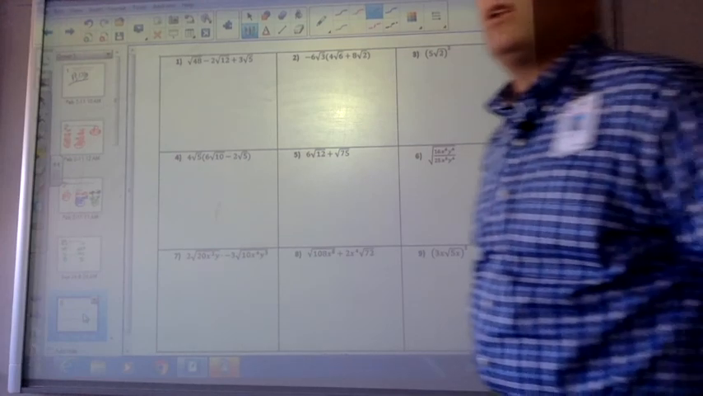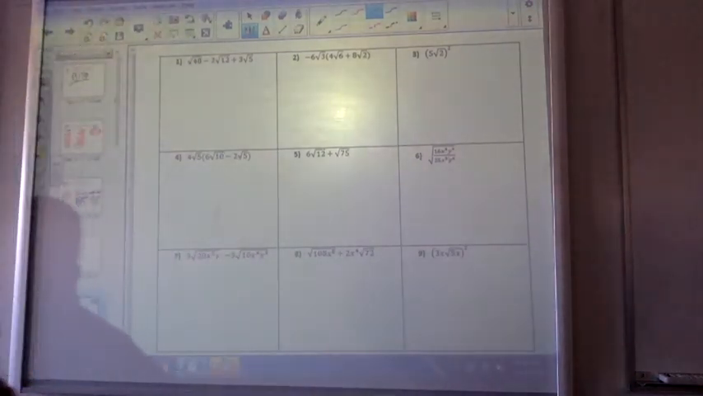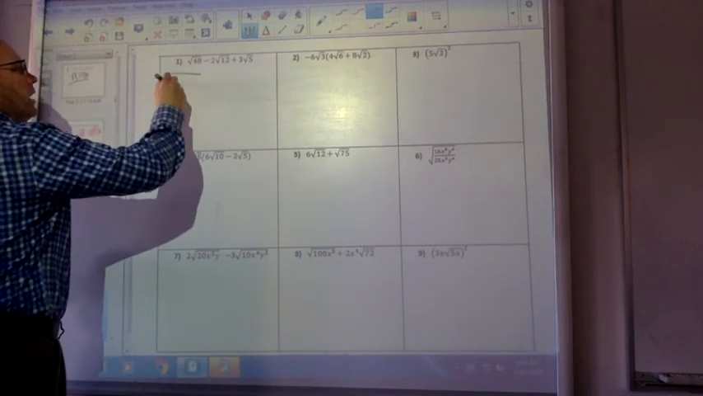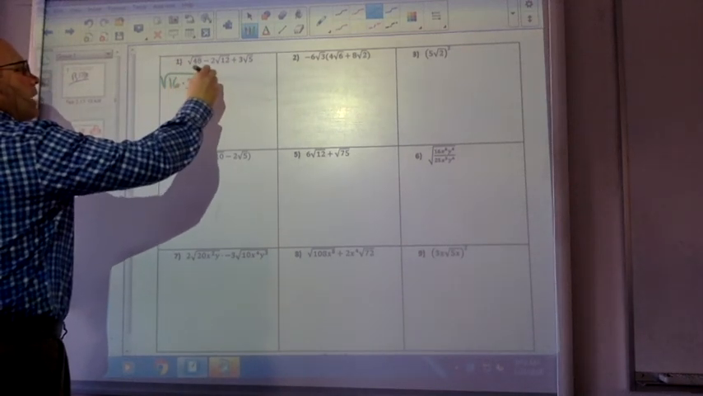What about 48? 48, what perfect square? So 8 does, but 8's not a perfect square. 4 goes into it, but I think there's a bigger perfect square that goes into 48. 16. So 16 times 3 is 48. Do you agree with that? Yes. 16 times 3 minus 2.